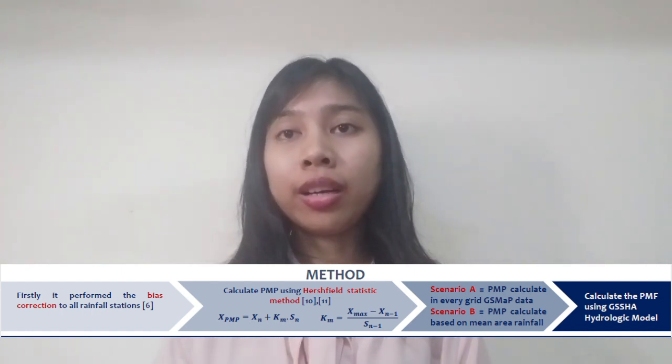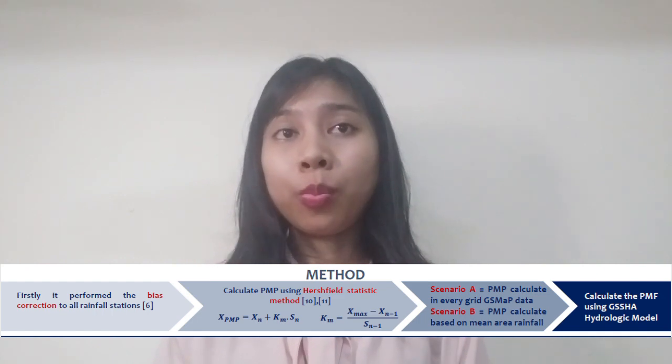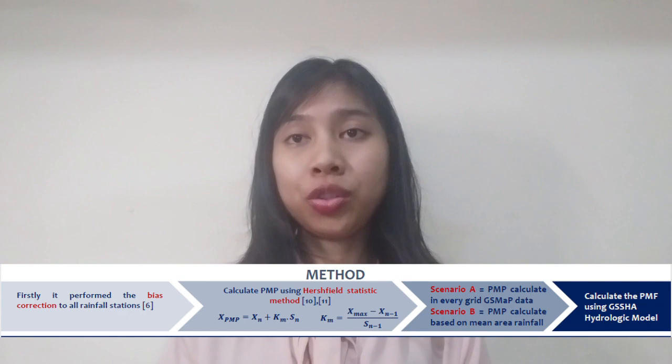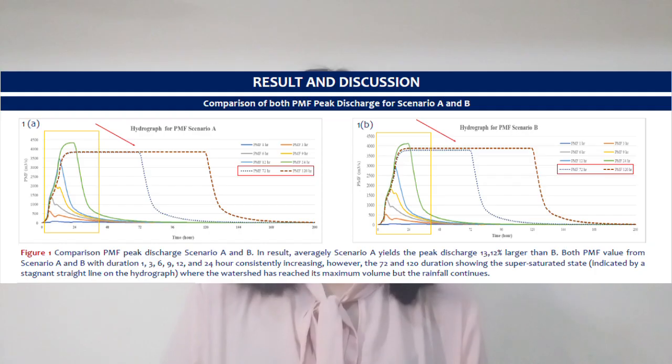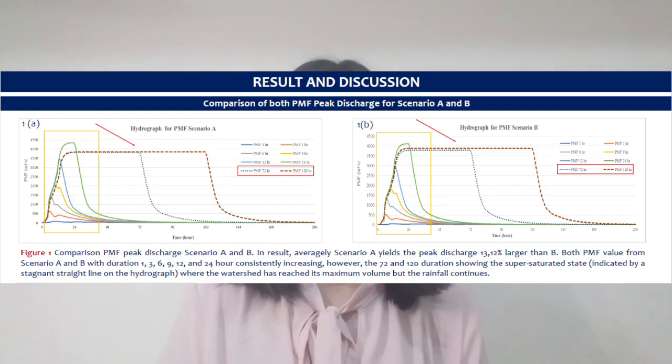Third, the PMP from both scenarios is used to obtain the PMF using the hydrologic model. By employing the PMP values from scenario A and scenario B in the hydrologic model, it is found that on average scenario A yields a peak discharge 13.12% larger than B.